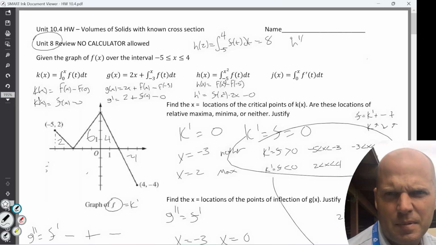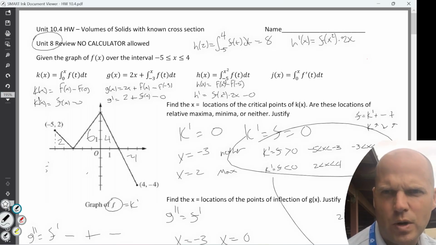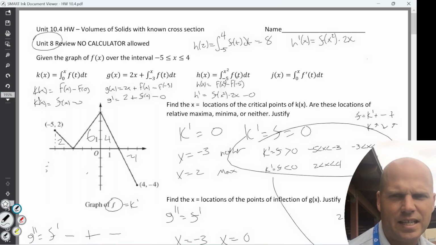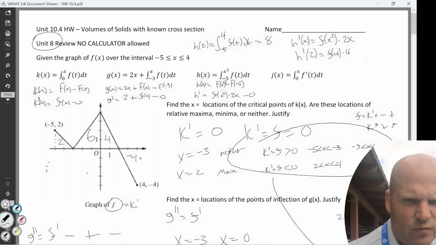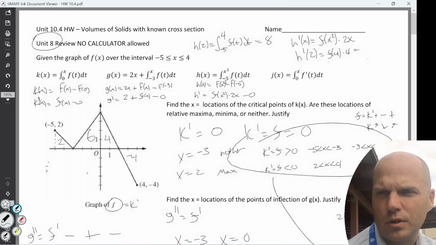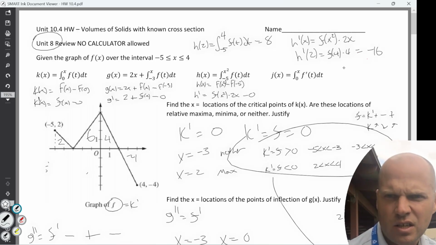Okay, H prime, if you need help understanding why this is f of x squared times 2x, it's a chain rule, it's an outside and an inside. H prime of 2 would equal f of 4 times 4. F of 4 is the point, -4 times 4, which is -16.